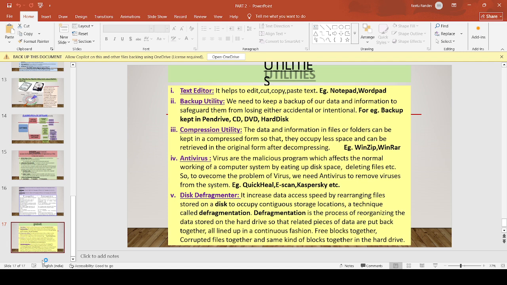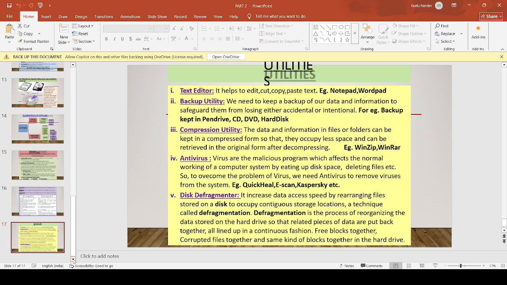Similarly, for a computer, the utilities do the task of housekeeping, in the form of text editor, backup utility, compression utility, then antivirus, disk defragmenter, etc. Now the text editors, Notepad and WordPad, help the user to cut, copy, paste, edit the text. Backup utility: we can keep a backup of the data and information on a pen drive, CDs, DVDs, etc. Compression utility: large files, big files can be compressed so that they occupy less space and can be easily retrieved. Examples are WinZip, WinRAR.